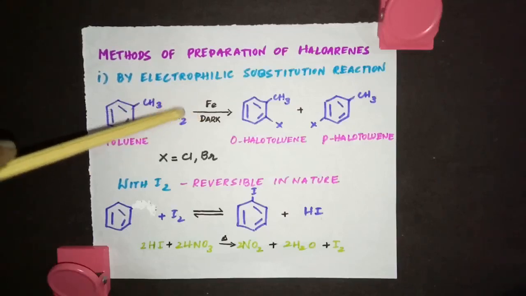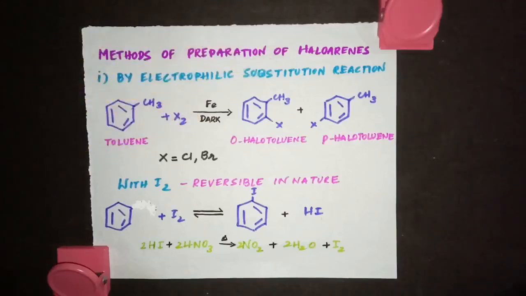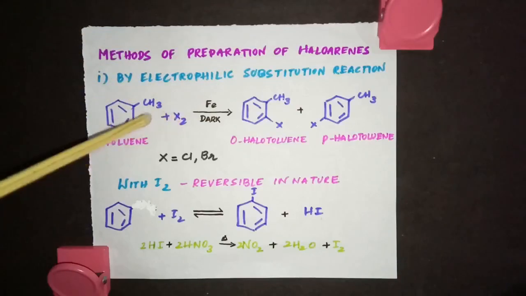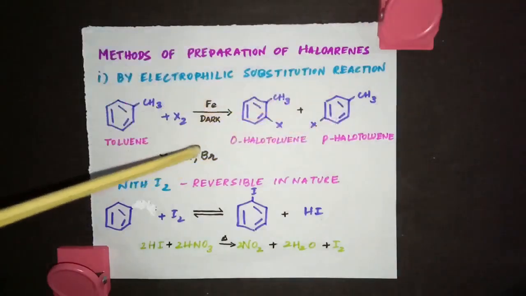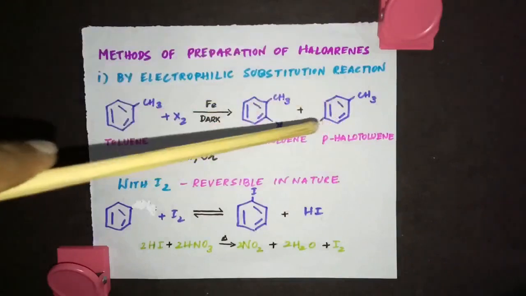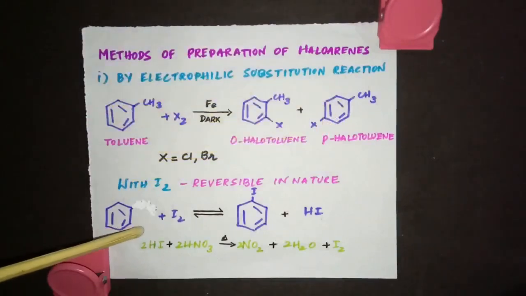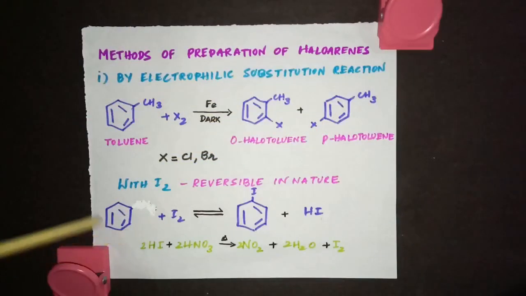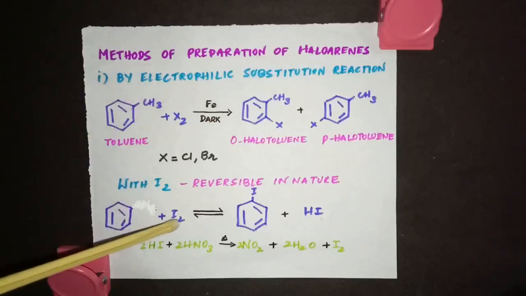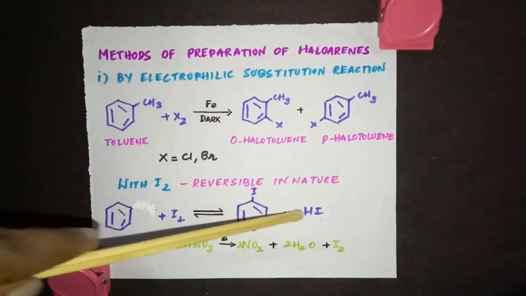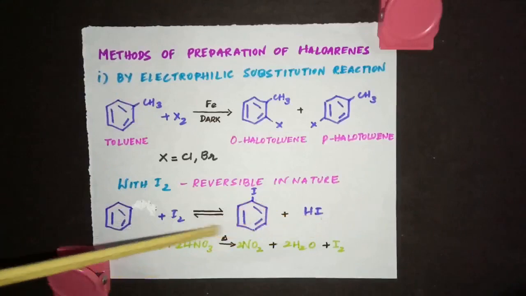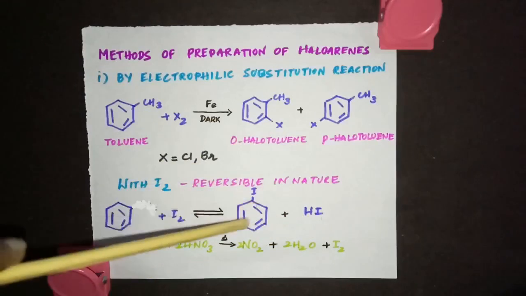So one more X is there. That hydrogen and the other X will go out as HX. So if you are using Cl2 here, HCl will be the byproduct. If you are using Br2 here, HBr will be the byproduct. Same way, when you are trying to treat with iodine, you can directly take benzene and treat it with iodine. What will be the byproduct? HI. So this reaction becomes a reversible reaction.